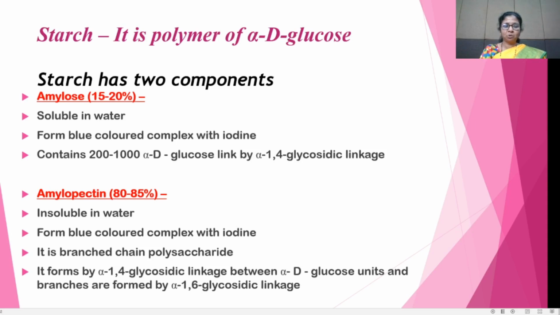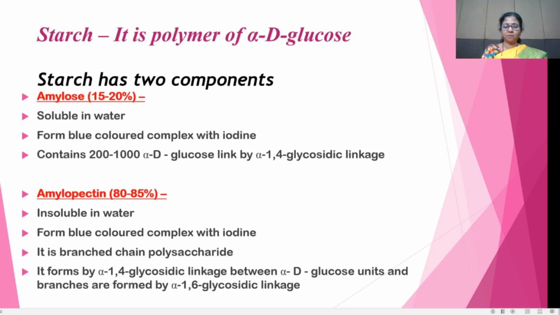Amylose is 15 to 20%, and amylopectin is 80 to 85% of starch, and they are polymers of alpha D glucose. Starch is a branched polymer. There is the formation of branching. The link between the two branches is the alpha 1,6 glycosidic linkage, and in amylose they are linked to each other by the alpha 1,4 glycosidic linkage.